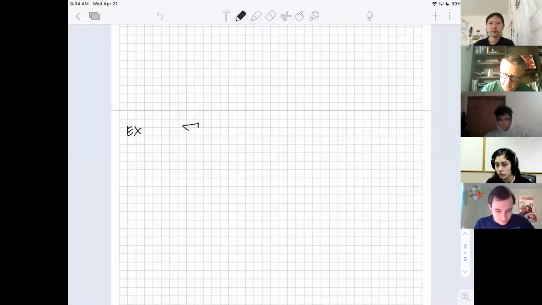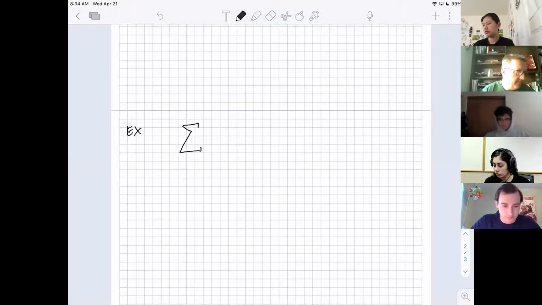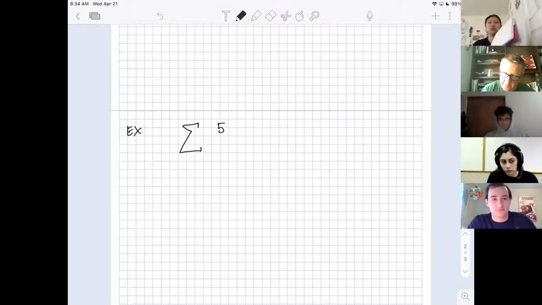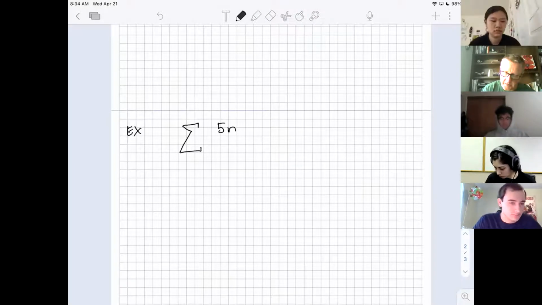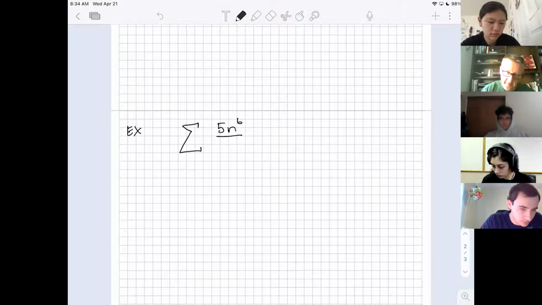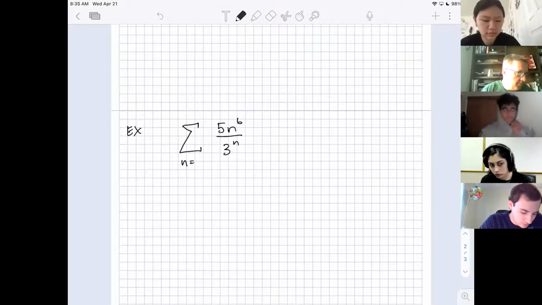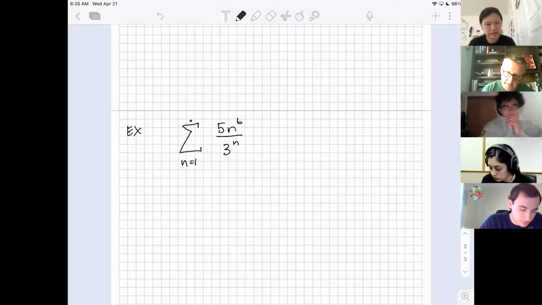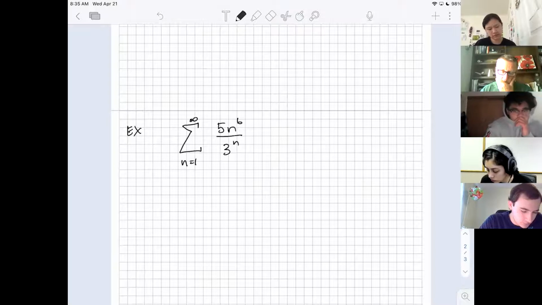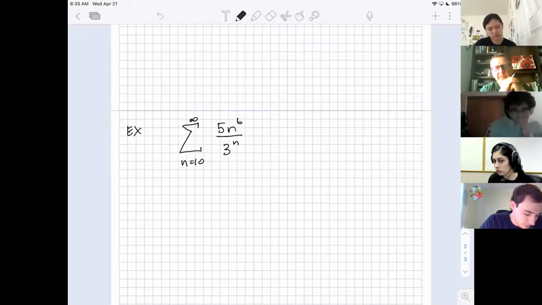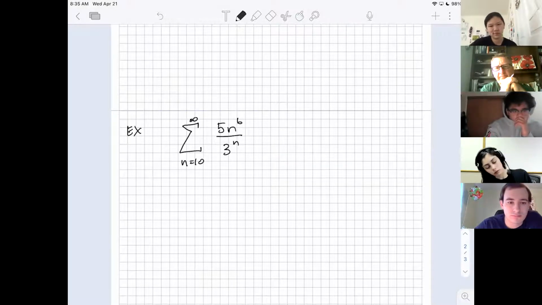What about this here? Problem 5. Let's use n this time: n to the 6th divided by 3 to the n, and let n go from 1 to infinity. What if we didn't start at 1, but we started at 10? Do we care? The answer is no.